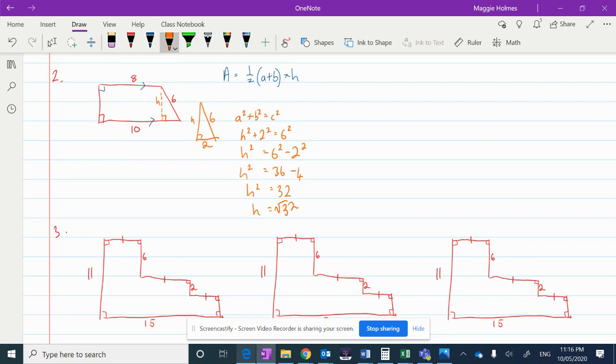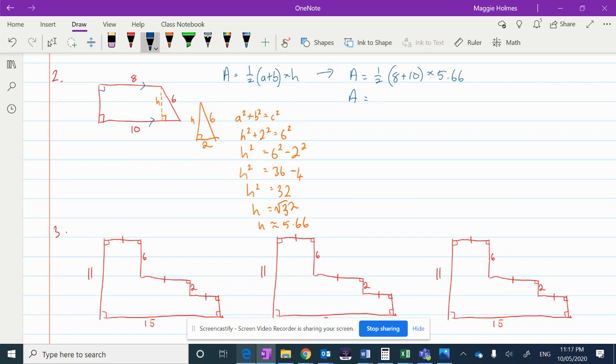Square root of 32 is 5.66. Okay. So now we know what h is. So area is a half outside of 8 plus 10 times 5.66. And you can just put that straight in the calculator.